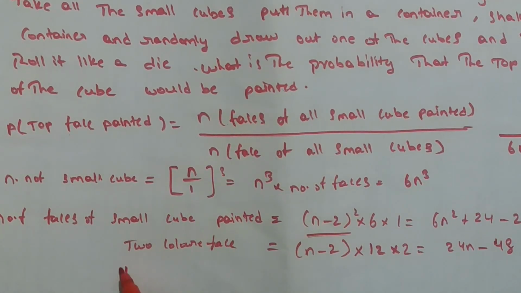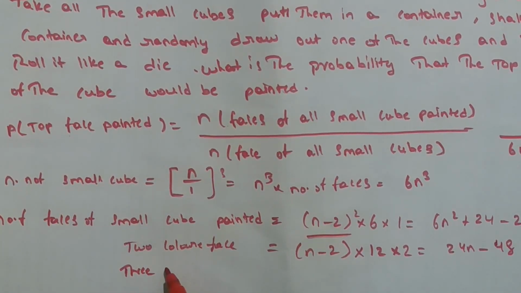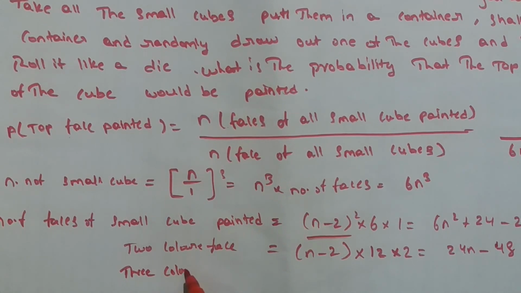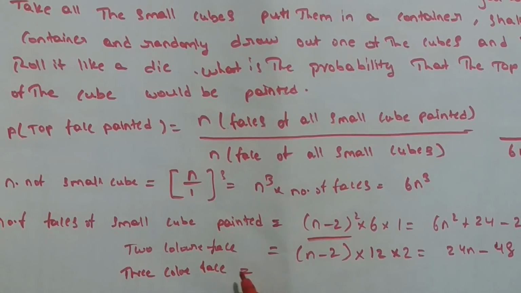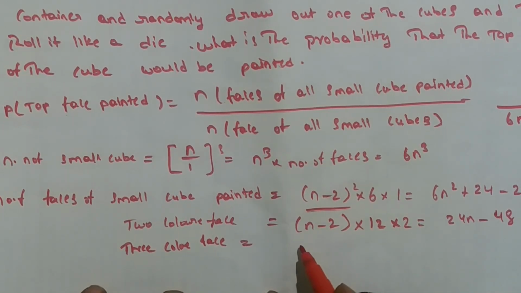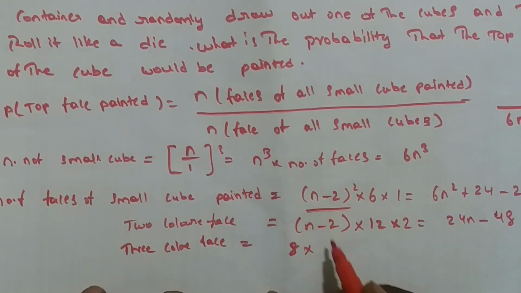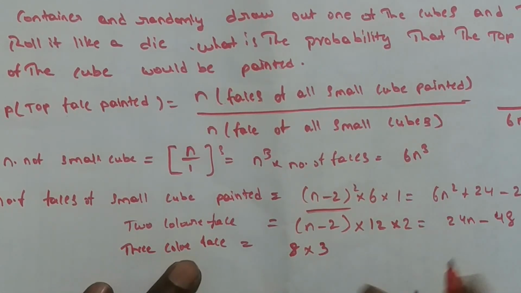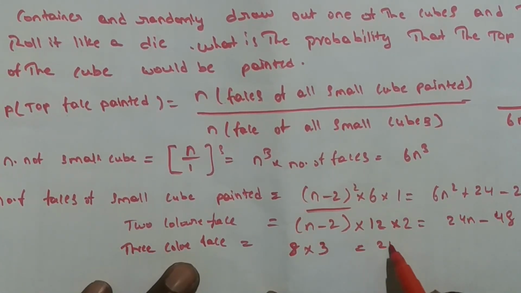Now the three colored face. We have only the corners of the cube. The number of corners of the cube is 8. For three colored face, 8 into 3 is equal to 24.